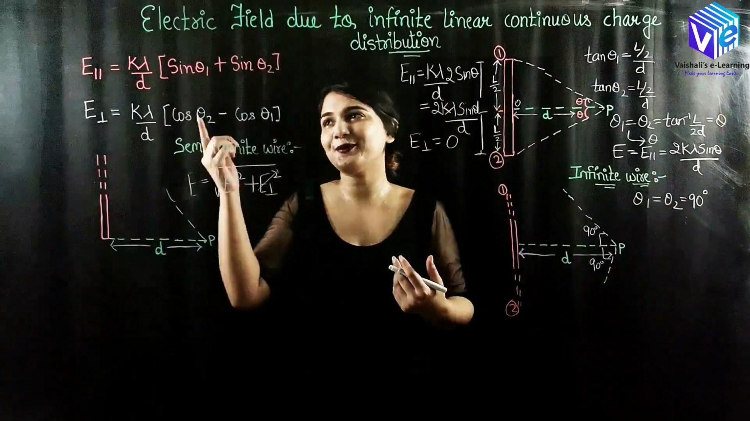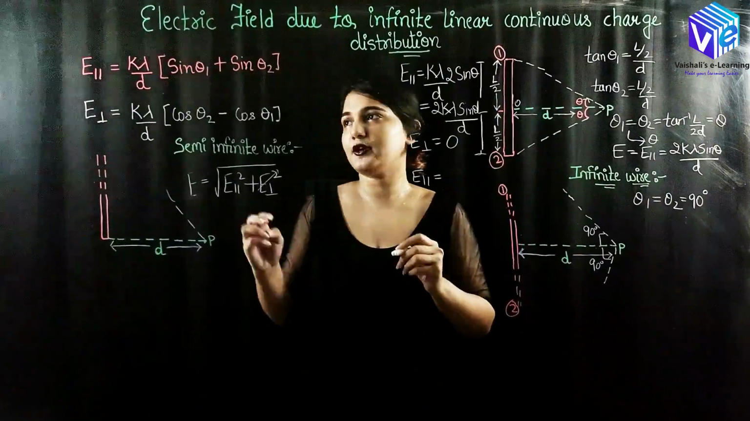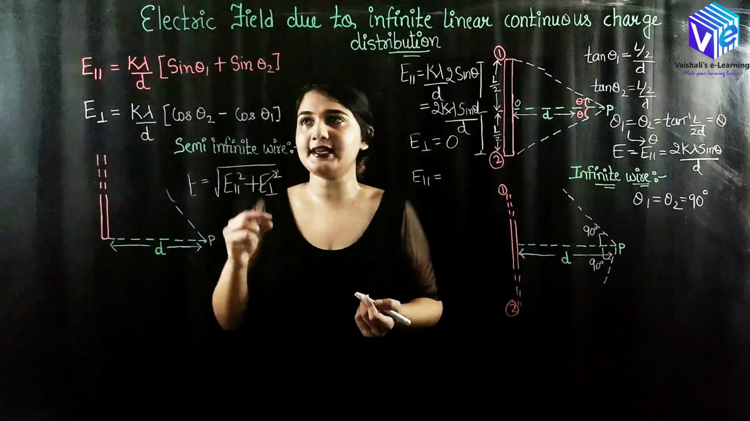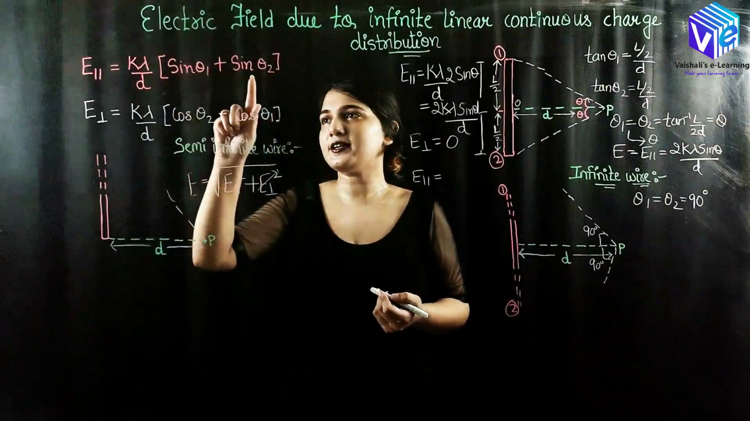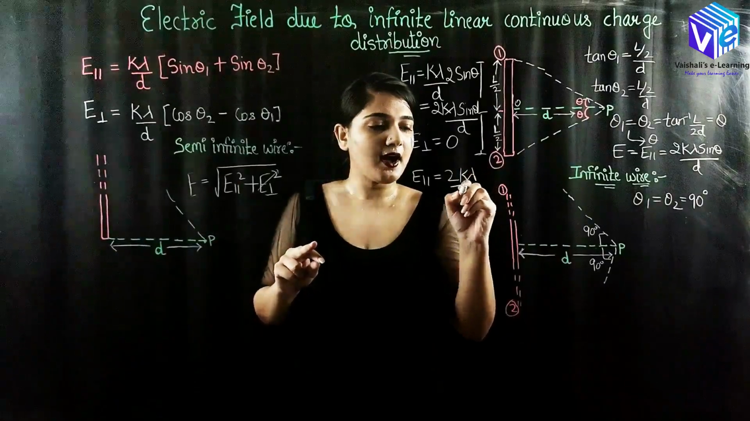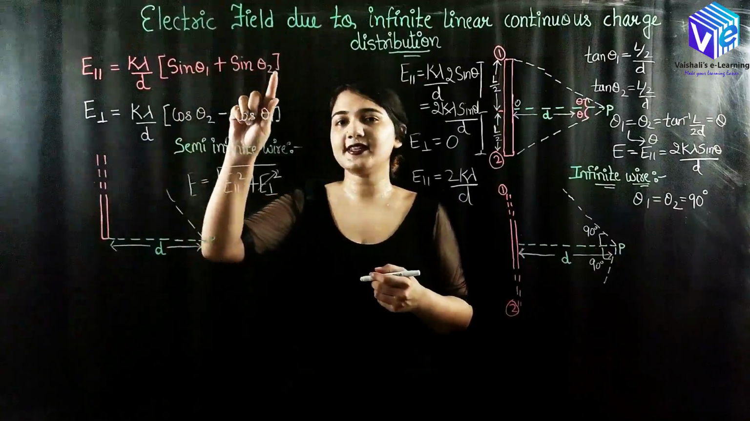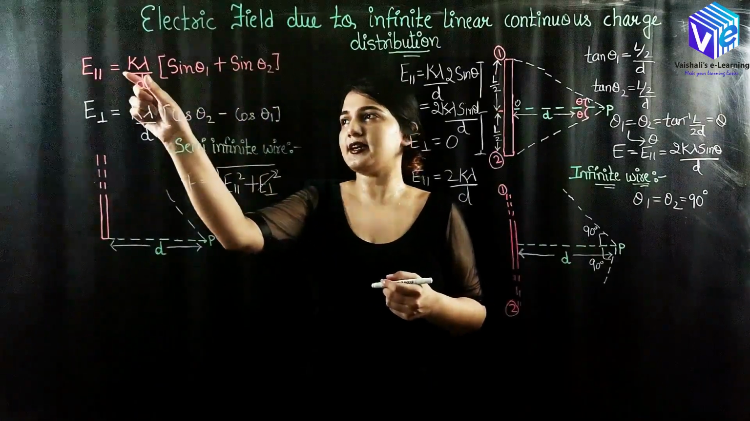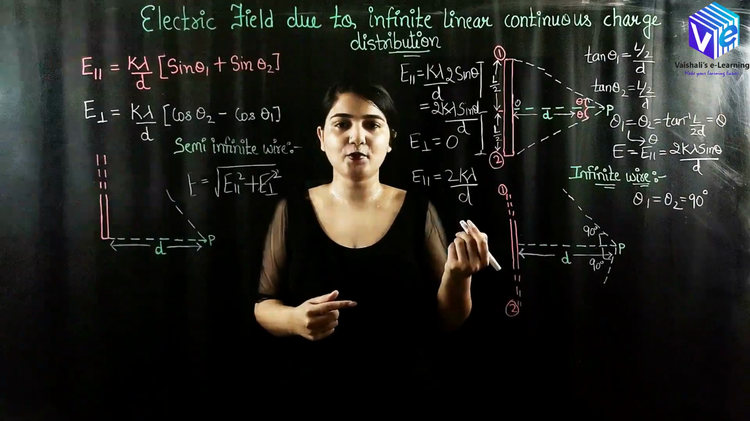Now let's put theta 1 and theta 2 as 90 degree. So E parallel will be equal to, I know sine of 90 is 1, sine of 90 again will be 1. So 1 plus 1 will be 2. So here I am left with 2k lambda upon d. Sine of 90 plus sine of 90 is 2, multiplied with k lambda upon d. So directly I will be putting 2k lambda upon d.